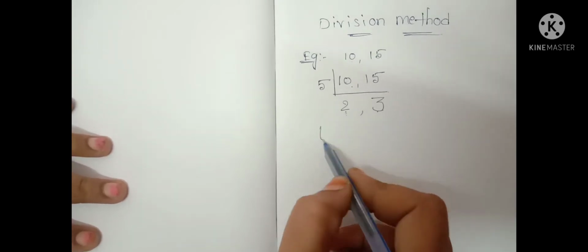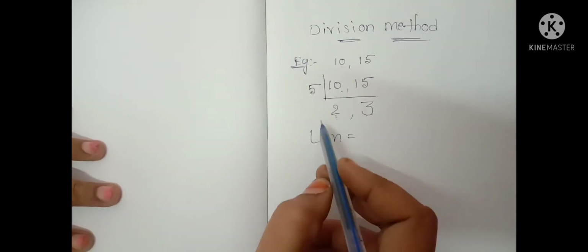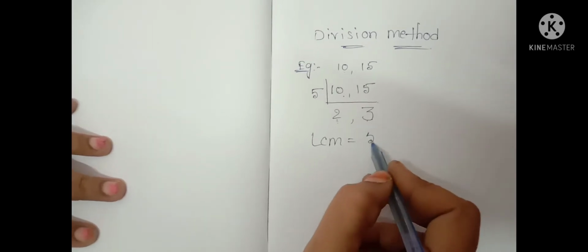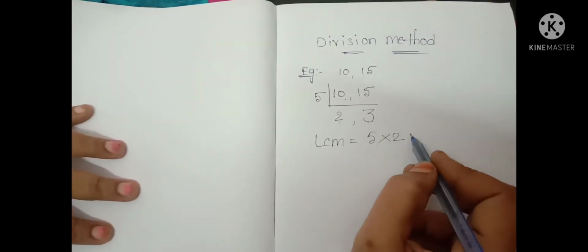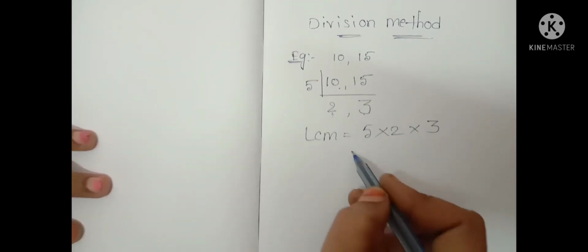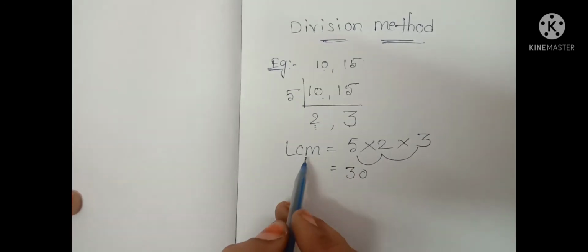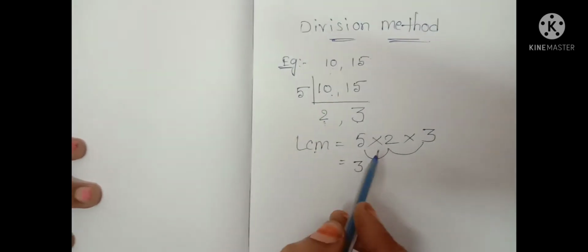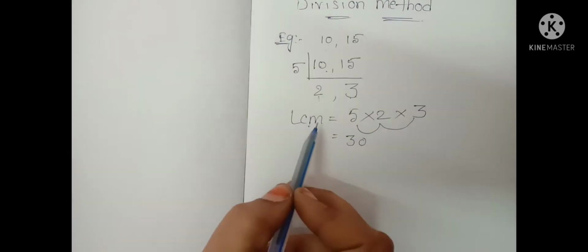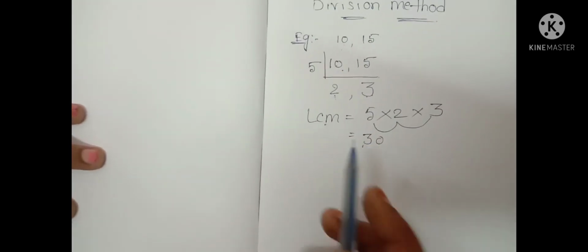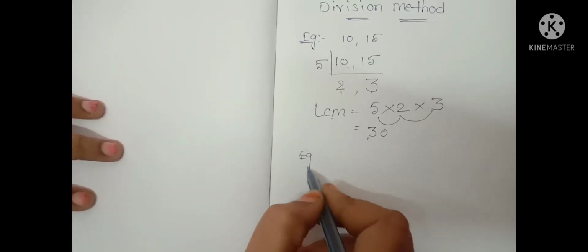So leave it. Now LCM equals: you should multiply the 5 table and next 2 into 3. 5 2s are 10, 10 3s are 30. That means the LCM of 10 and 15 is 30. The LCM of 10 and 15 is 30. And we can take another example.